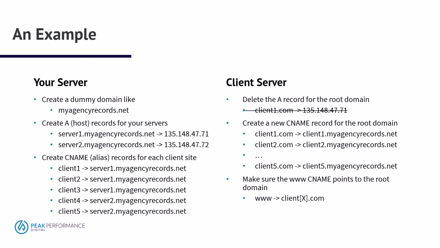On the client side, you want to make sure that you delete the A record for the root domain, so the A record for client1.com would be deleted. Then you would create a new CNAME record for that root domain, and you'd point the CNAME to the client record that you created on your server. So for example, you might point client1.com to client1.myagencyrecords.net. Look very carefully though that I'm pointing that CNAME record to the client record on my server, not the server record, and I'll get to that in a minute. Last thing you want to do is make sure that the www CNAME record points to the root domain. This just keeps you from having to manage yet another record, since 9 times out of 10 that www CNAME is going to go to the same place as the root domain.